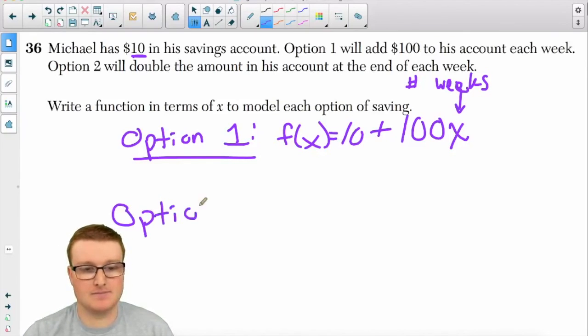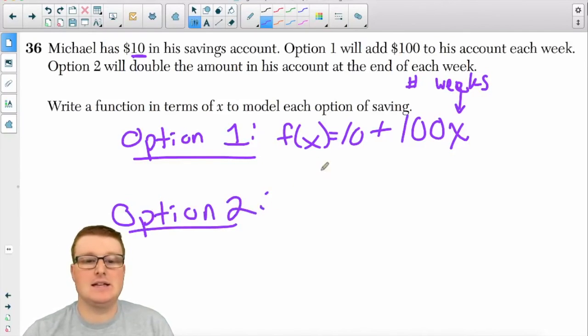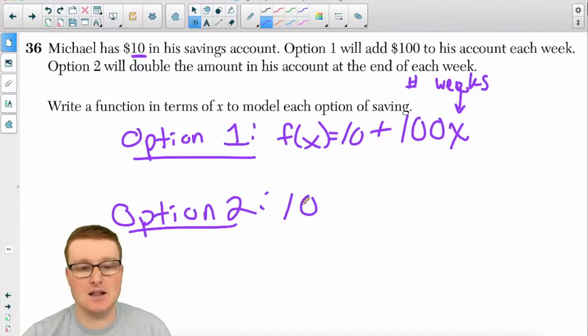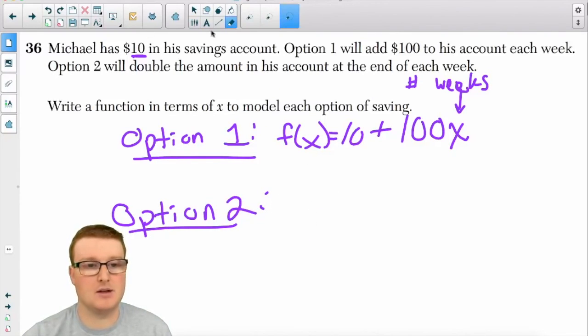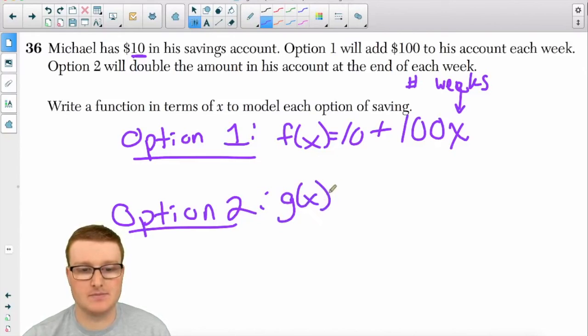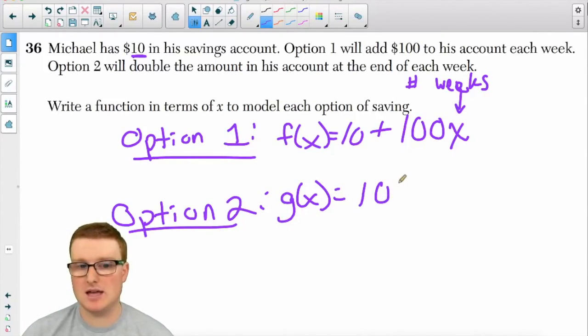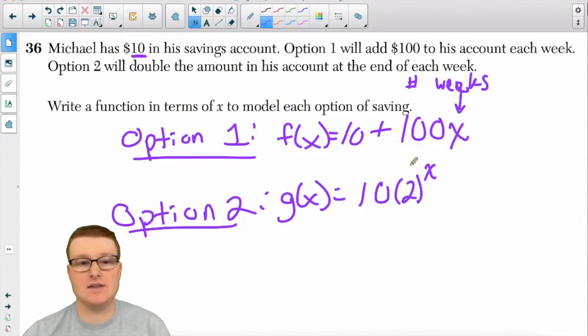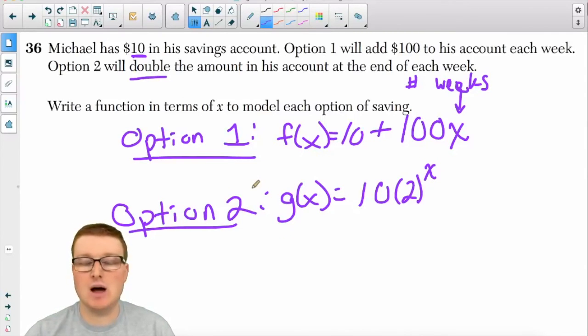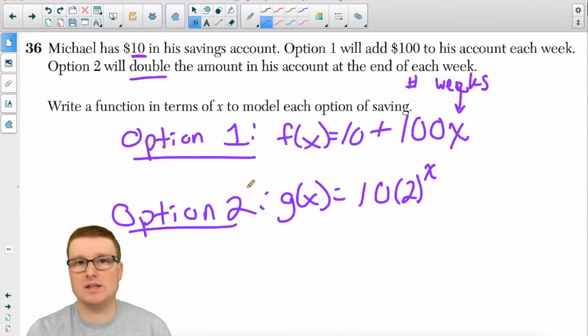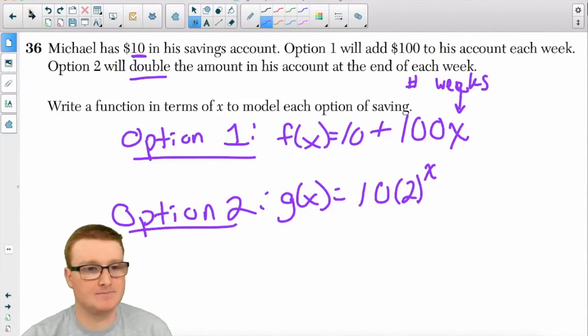The second option, option 2, says that he will take the $10, I'm going to call this g of x, my apologies, g of x is equal to his $10 for his starting amount, and he's doubling it raised to the x power. Okay, this is exponential growth. This is doubling. Okay, so these are his two options. You would get 2 points if you got those right.